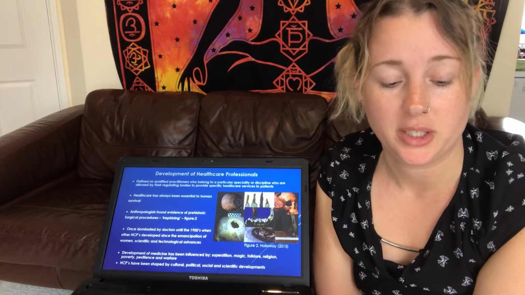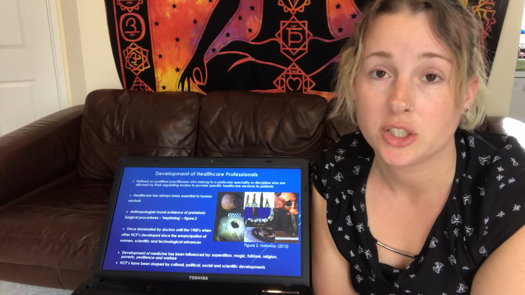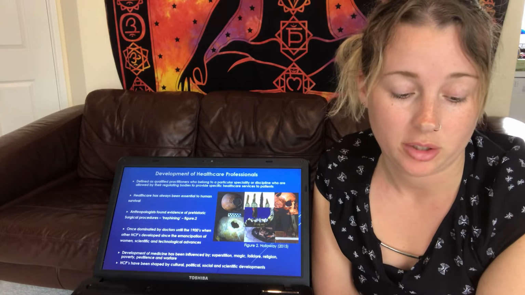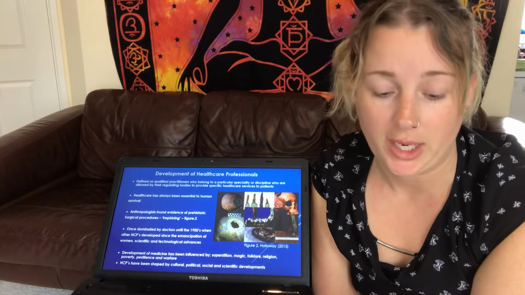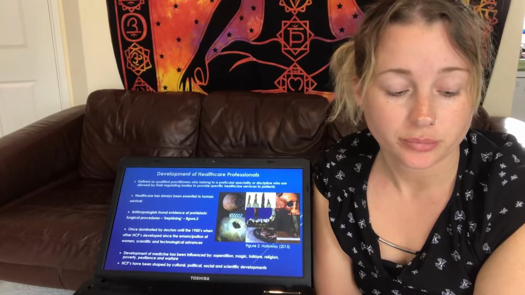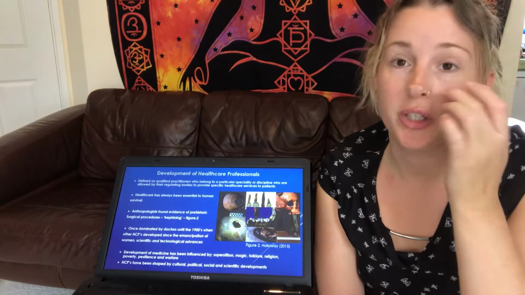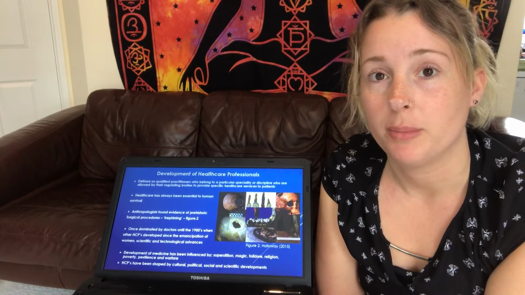The development of medicine has been influenced by a number of things over history: superstition, magic, folklore, religion, poverty, pestilence, so the death by epidemics such as the bubonic plague, and warfare. The different healthcare professional roles have been shaped by cultural, political, social and scientific developments.